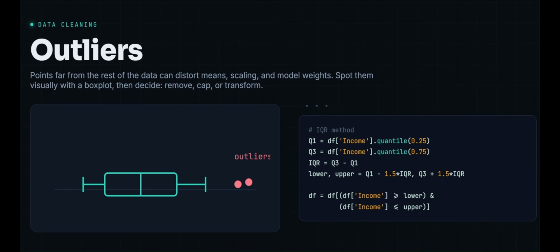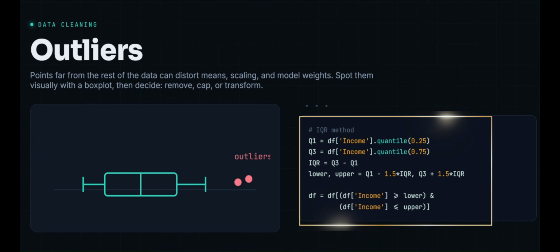Outliers. Now outliers, these are data points that sit way outside the normal range. Look at this box plot. Most of our data sits comfortably inside this box. But these 2 pink points way out here, those are outliers. Why do they matter? They can drag your mean way off, distort your scaling, and confuse your model's learned weights.